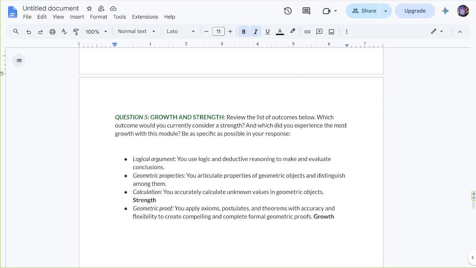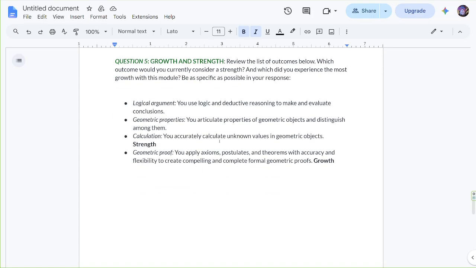Question 5, growth and strength, review all the outcomes below. Which outcome do you consider a strength, and which did you experience the most growth with in this module? Be as specific as possible in your response. So the one that I had the most strength in coming into it was calculation.